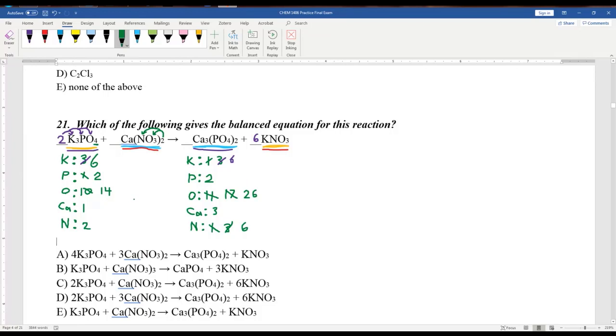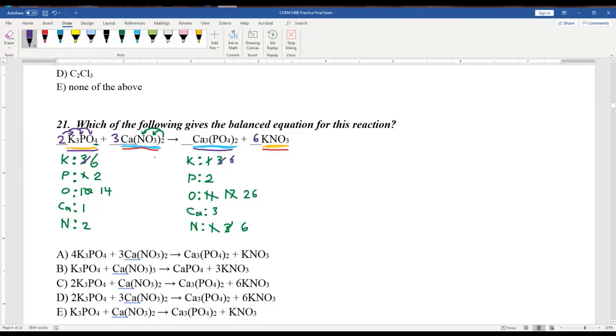Okay, so now I have my potassiums balanced, my phosphorus is balanced. Oxygen's not balanced, but remember I'm waiting on oxygen until the very end because it's present in everything. So the next thing I'm going to do is calcium. So to balance calcium, what am I going to have to do? 3 on the product side, 1 on the reactant side. Put a 3 in front of the calcium. Absolutely, put a 3 in front of the calcium. 3 in front of the calcium nitrate, that is.